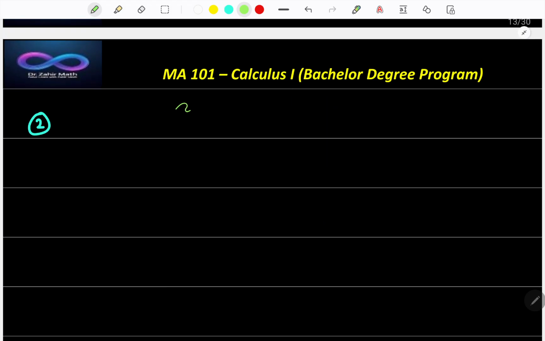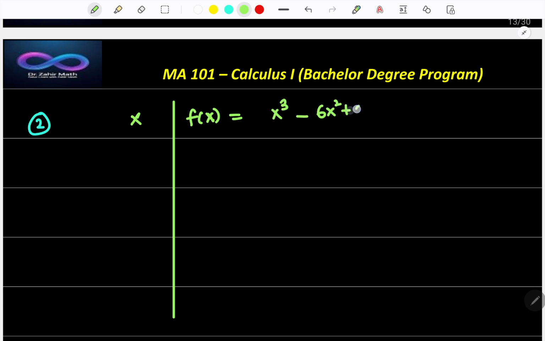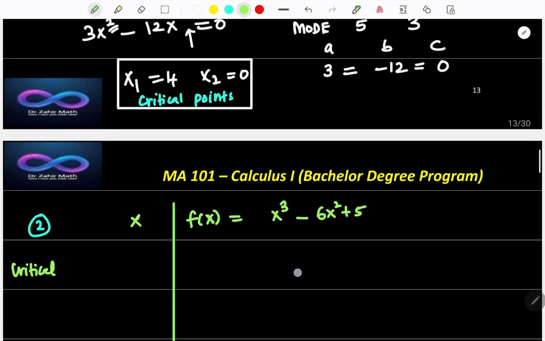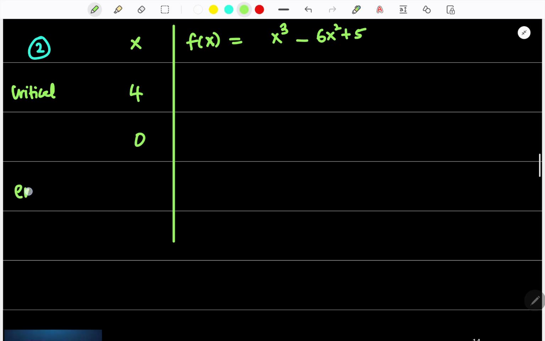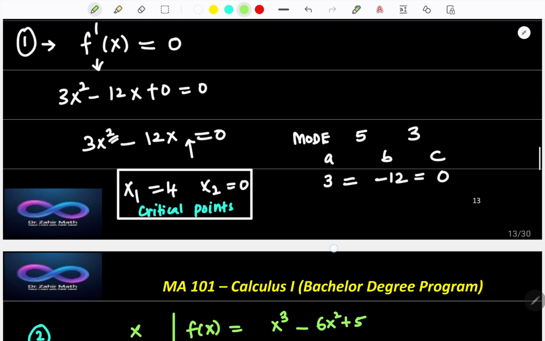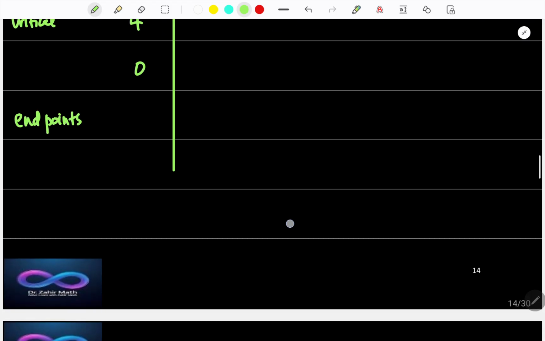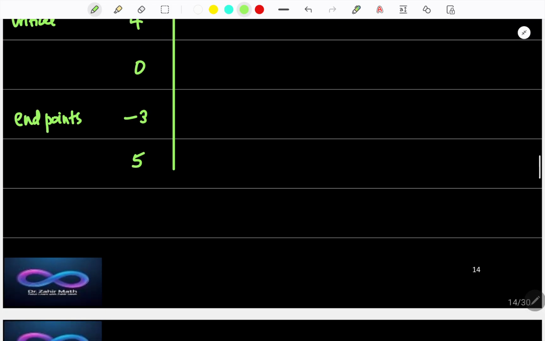Step number 2, we are going to create a table. Right. X value, f of x value. What is your f of x? The given question. X cube minus 6x square plus 5. First you are going to put the critical points. What are the critical points here? It is 4 and 0, right? And the next you are going to put what? End points. End points is always 2 points. The end points which is given is minus 3 and 5.